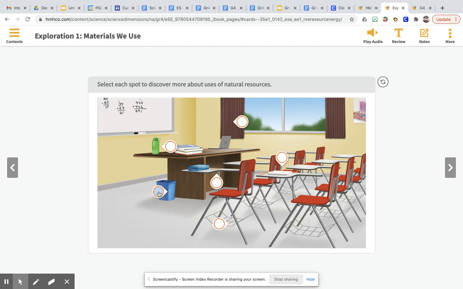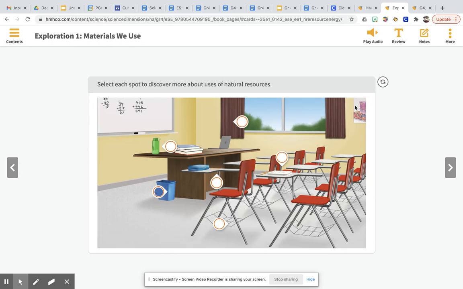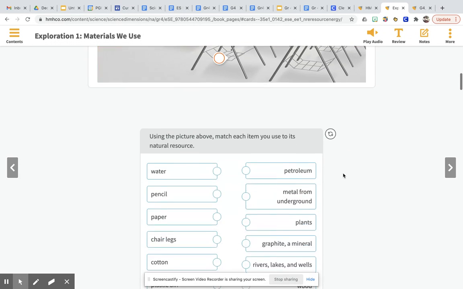And finally, here it is, plastic. Our trash can is made of plastic, and plastic is made of petroleum. Petroleum is also known as crude oil, which is a fossil fuel. Great job, guys. Let's keep it moving.